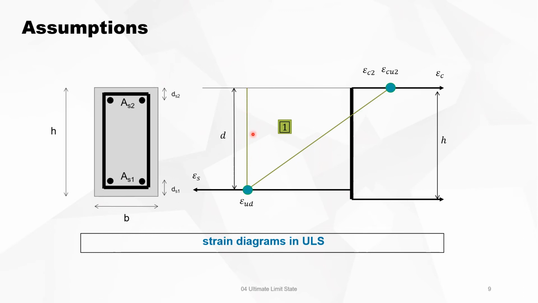If you have centric tension, then you have this line. And between those two, we call this domain 1.